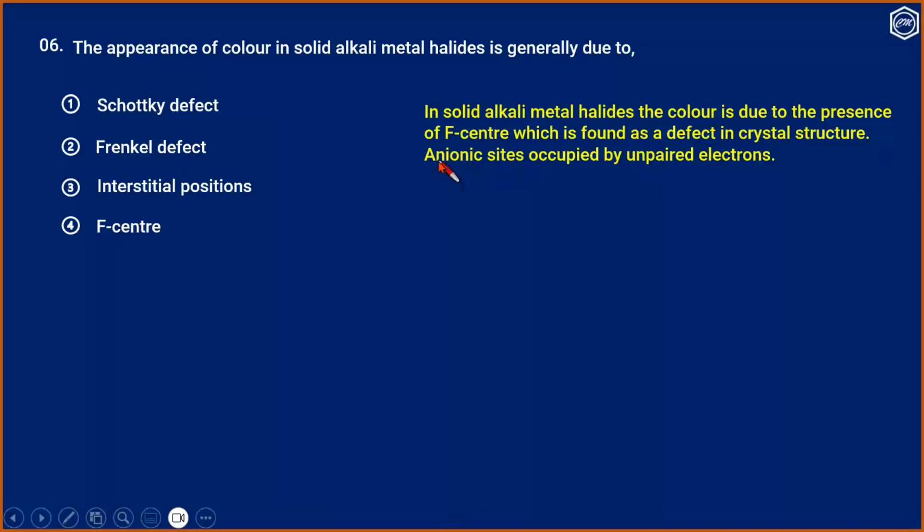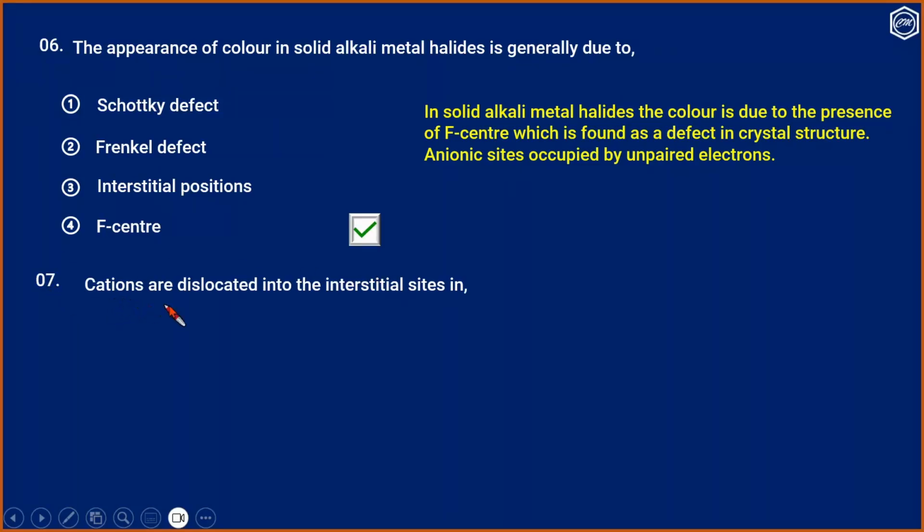And F centers are actually anionic sites occupied by unpaired electrons. When light falls on the crystal, these unpaired electrons get excited by absorbing light radiations, and the color observed will be the complementary color of the absorbed radiation. So the correct answer is option 4.